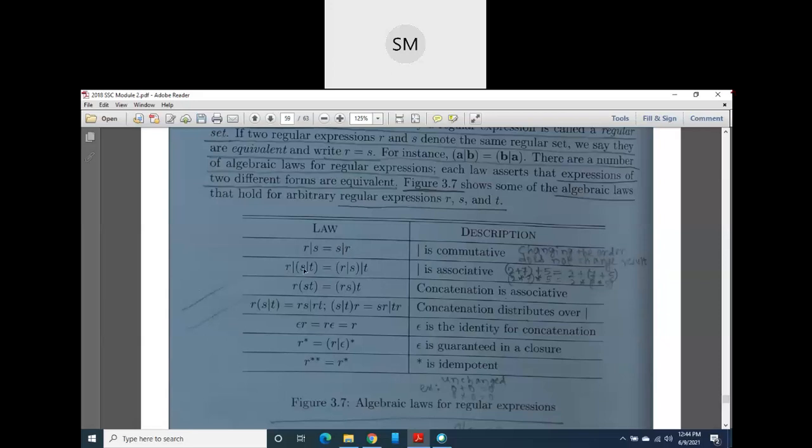Then R is unioned with S union T, or else T is unioned with R union S. Again, this vertical pipeline union is associative. It means that 2 plus 7 in bracket plus 5 is equal to 2 plus 7 plus 5, or else 2 star 7 star 5 is equal to 2 star 7 star 5. So this is called associative. Here we are considering all three regular expressions. Here we had considered only two regular expressions for commutative. Here we are considering three regular expressions.